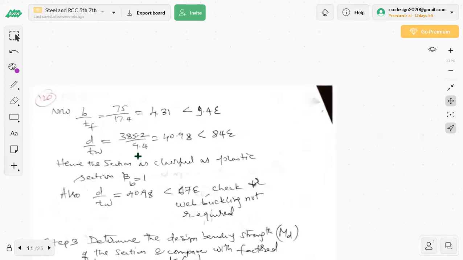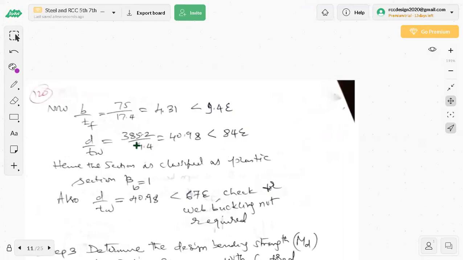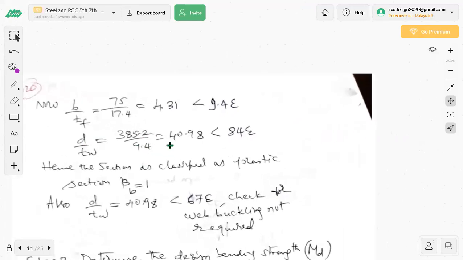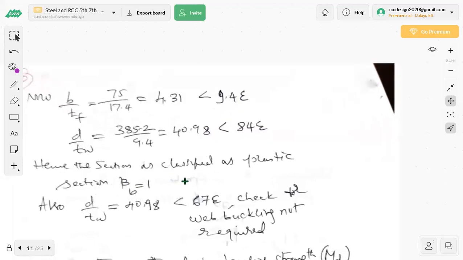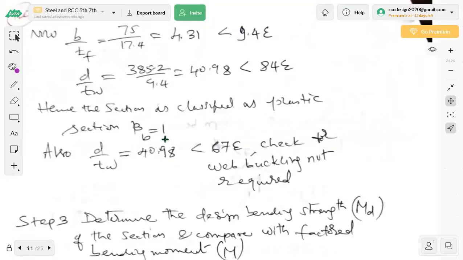D by TW: D is calculated in the previous step, and I already told you how to calculate it. 385.2 divided by 9.4 is 40.98. That is why D and B are important, which is why I calculated them. So 40.98 is less than 84. Hence the section is classified as plastic, and whatever beta B we assumed is correct.